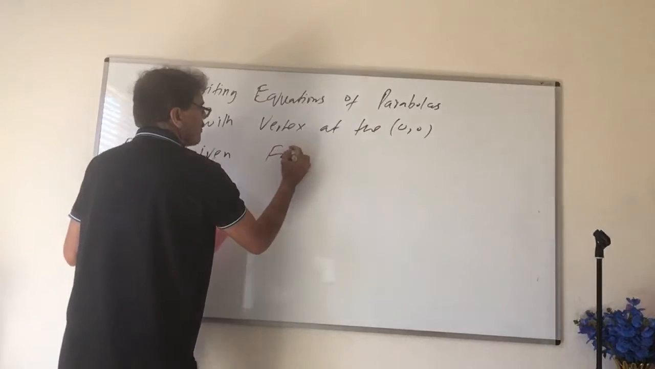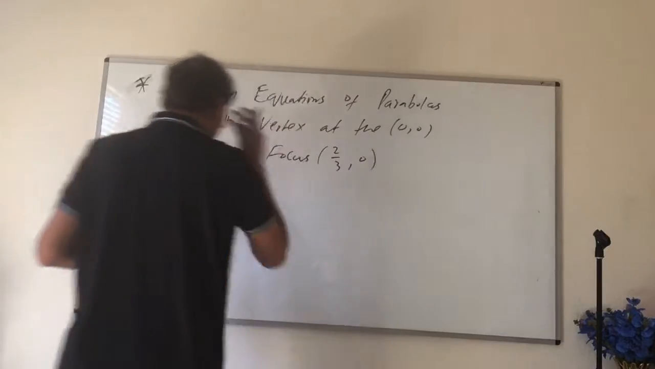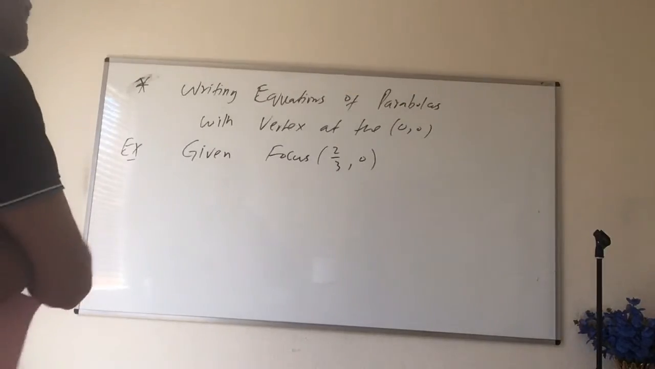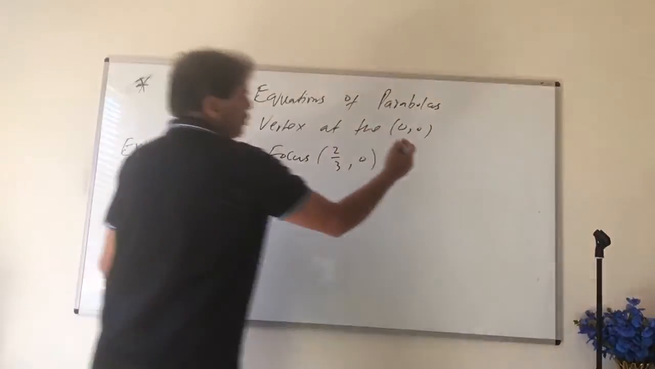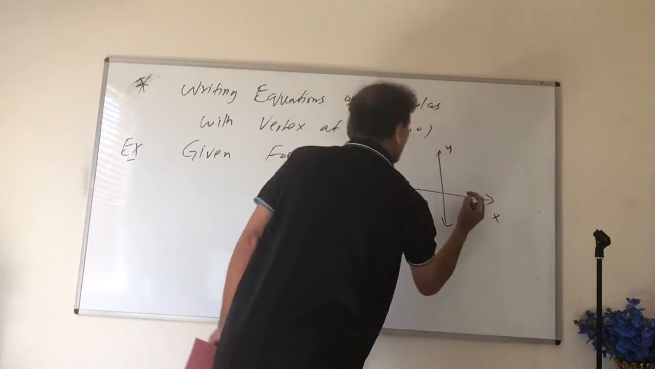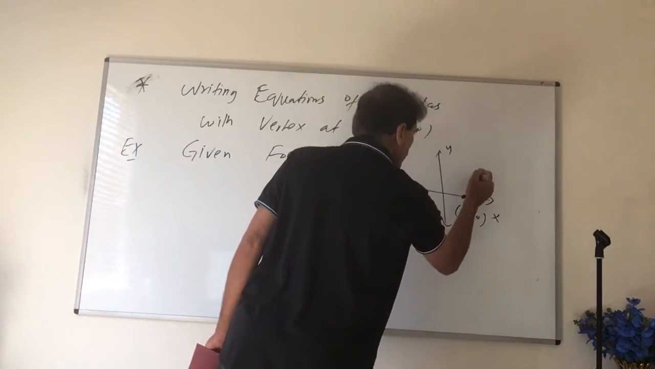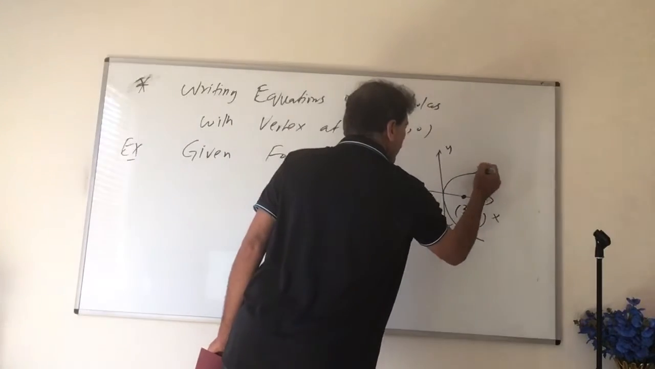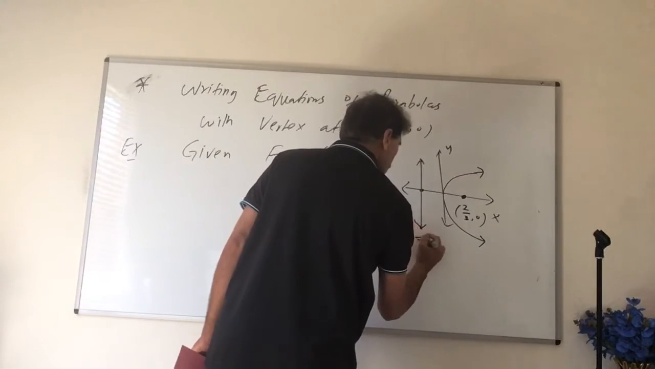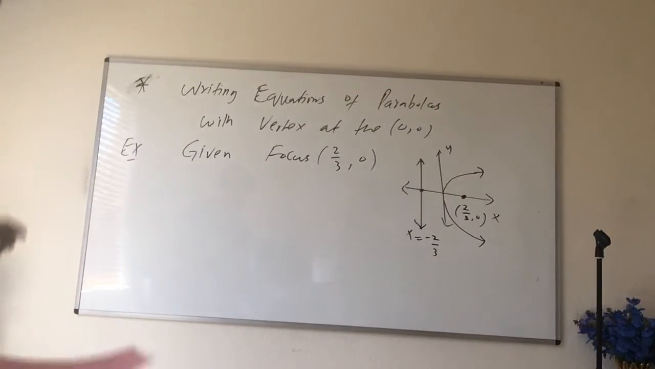Okay, so here is, for example, given: the focus is 2 over 3 comma 0. Well, now if you look at the focus 2 over 3, this means p is positive. So remember, visualize the graph. This is your x-axis, here is the y-axis. This is your focus here, 2 over 3 comma 0. This means your graph is opening this way. So the vertex is here, x equals negative 2 over 3. That's a given. So make sure to graph it first using the information, then we can go from there.